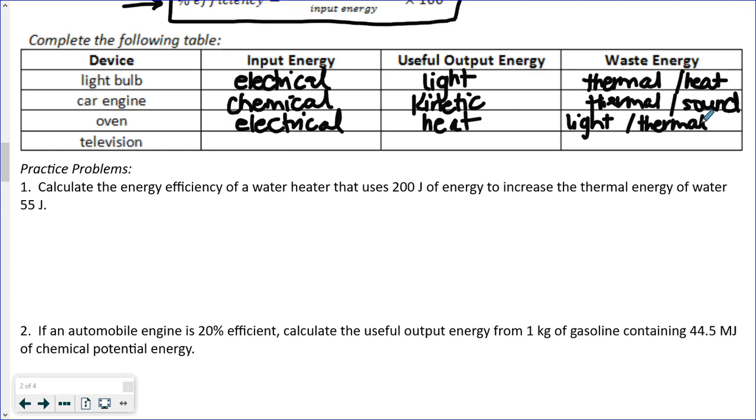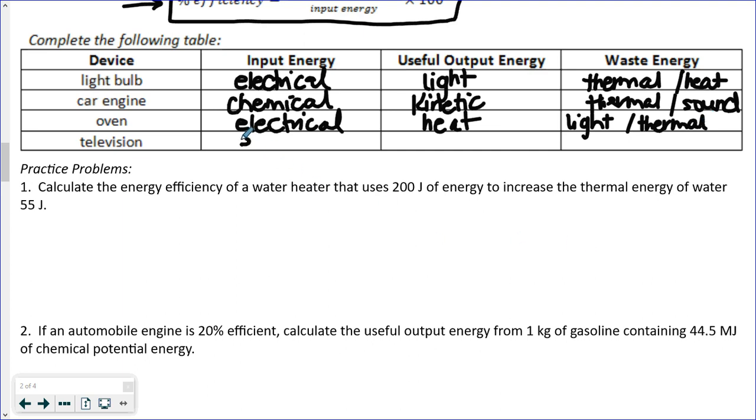You can also say that some of the waste energy is thermal, because not all the heat that's produced within the oven actually goes to cooking your food. So there's some of it that's wasted. It's not 100% efficient, where every joule of energy that goes in cooks your food. There's just heated air within it that's not actually cooking your food in the end.